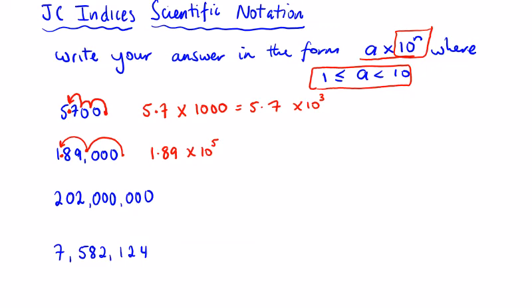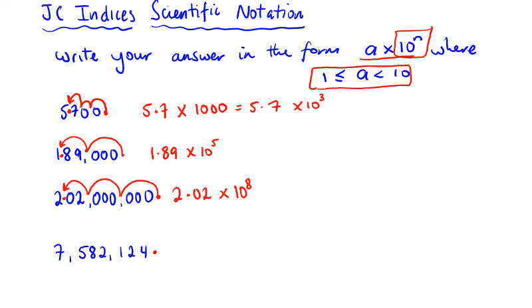And this is so we can write really large numbers or really small numbers in simpler form. My decimal is here. It needs to be here, 2.02. So I'm going in 3, 6, 7, 8. So 2.02 multiplied by 10 to the power of 8. You can check in your calculator that gives 202 million.